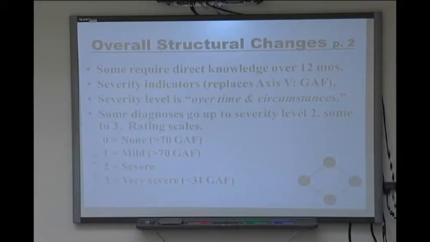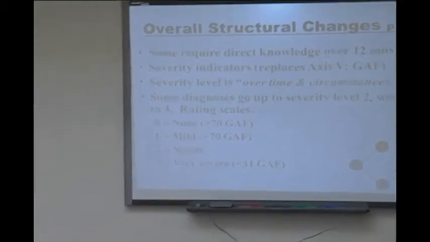In addition, for some diagnoses, you not only have to give an overall severity level, but for each of the symptoms, you're going to be giving a severity level. So if, for example, when we get to autism spectrum disorders, you have to have 5 out of 7 symptoms. For each of those 5 symptoms that are positive, you give a severity level. No problem.